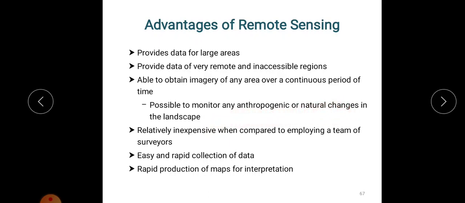It is also relatively inexpensive when compared to employing a team of surveyors. If we are using a team of surveyors, that is, manpower, the cost will be very high compared to this remote sensing system. Okay, so easy and rapid collection of data, that is, the time for taking this data is very less, and rapid production of maps for interpretation, that is, the final output is very easy to produce. These are the advantages of remote sensing.